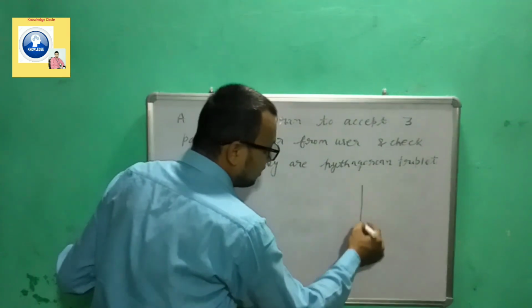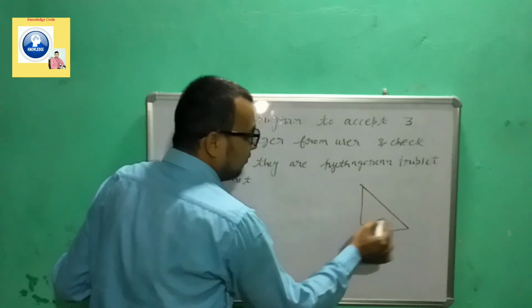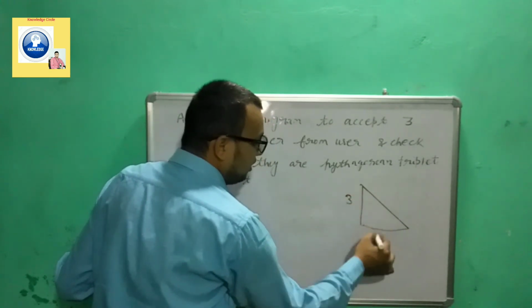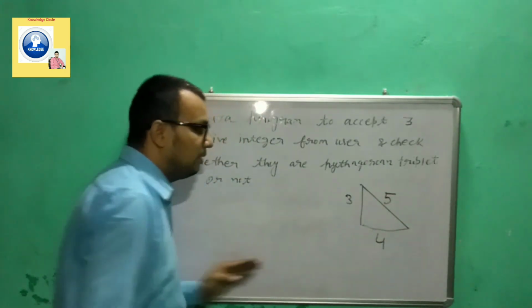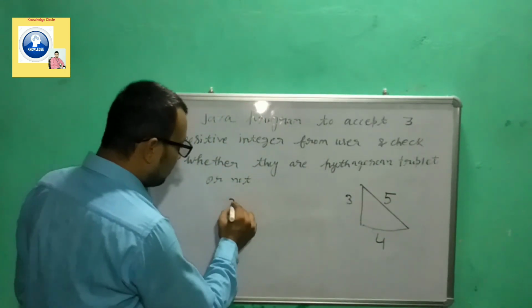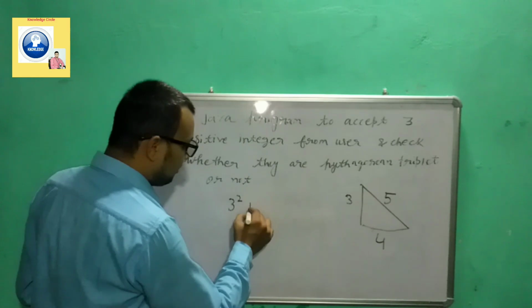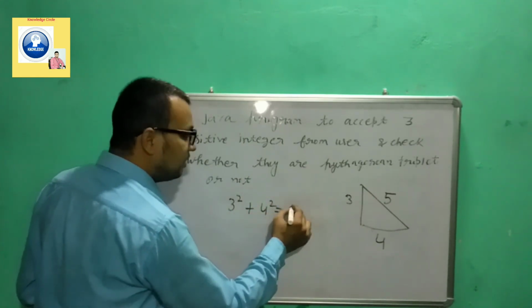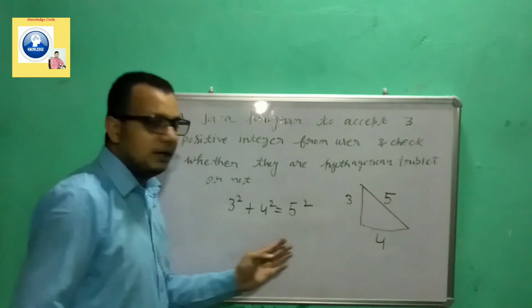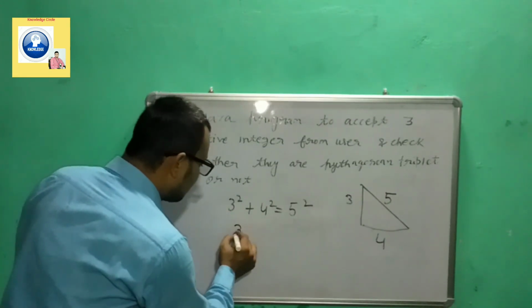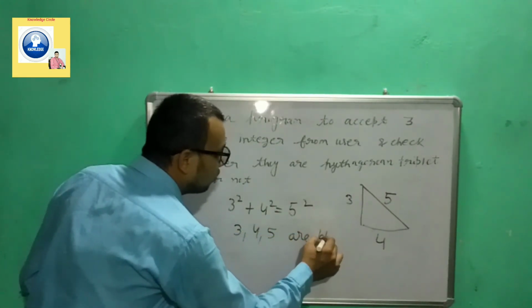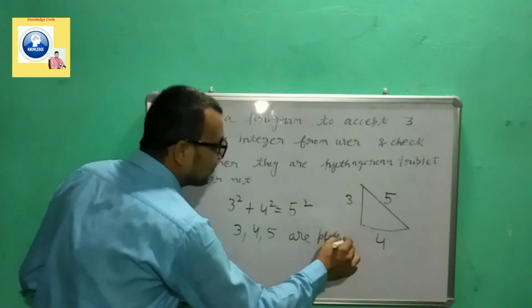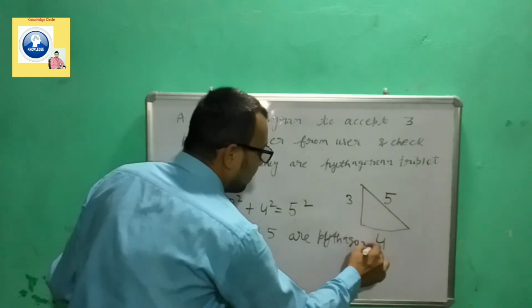Suppose this is a right angle triangle where the height is 3 and the base is 4, then definitely the hypotenuse will be 5. How? Because the square of height and the square of base must be equal to the square of the hypotenuse. So we can say that the numbers 3, 4, 5 are Pythagorean triplets. These are known as Pythagorean triplets.